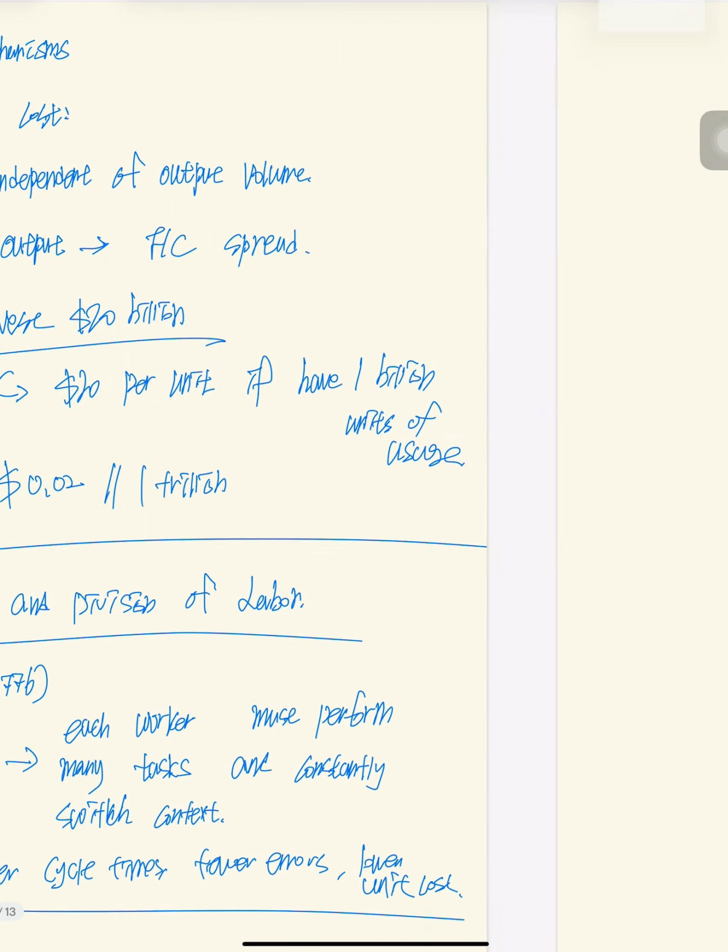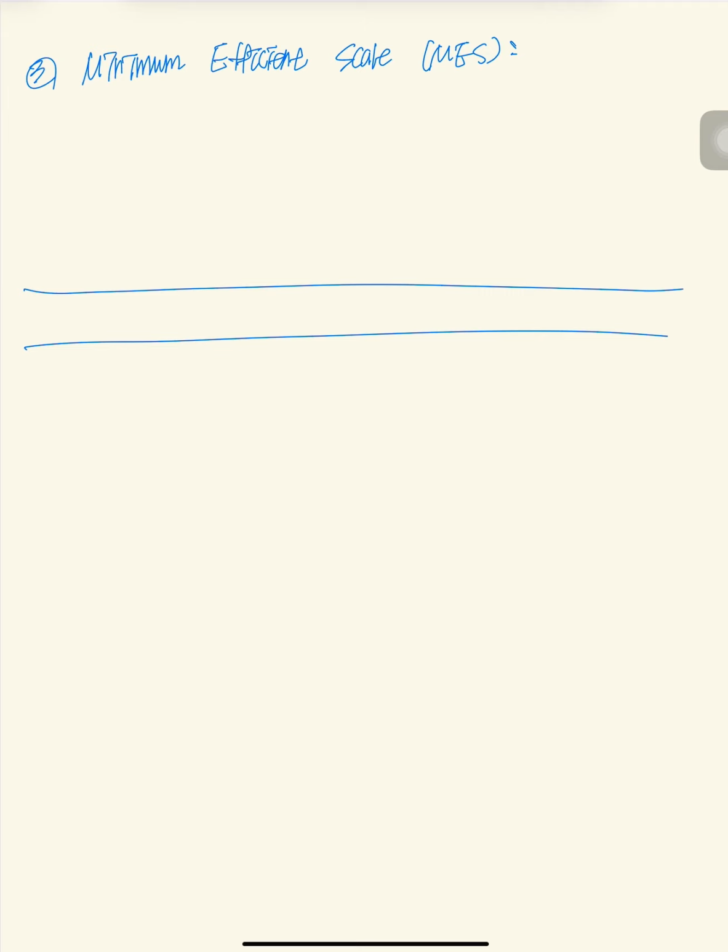Let me make a new page. The last mechanism is minimum efficient scale, MES. Every industry has a volume threshold below which costs are high. I'm going to draw a graph for you guys.